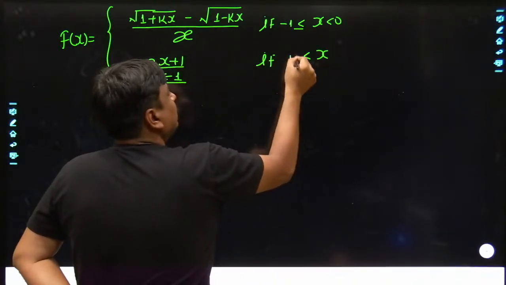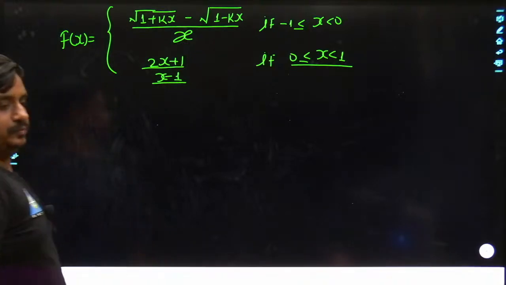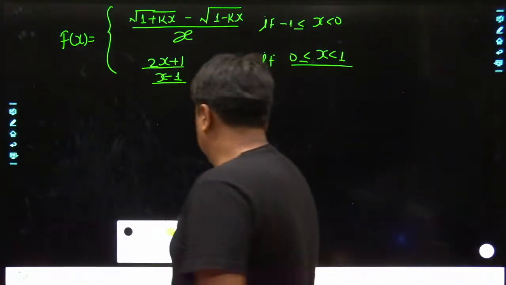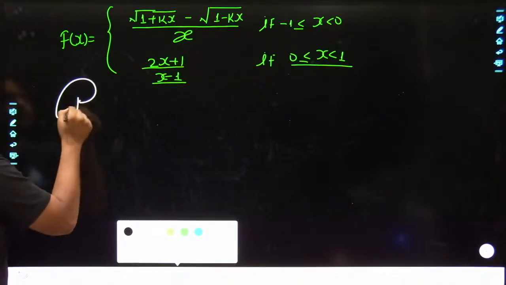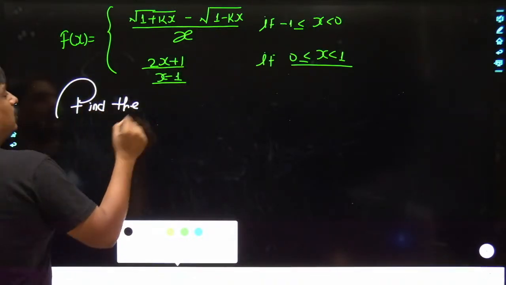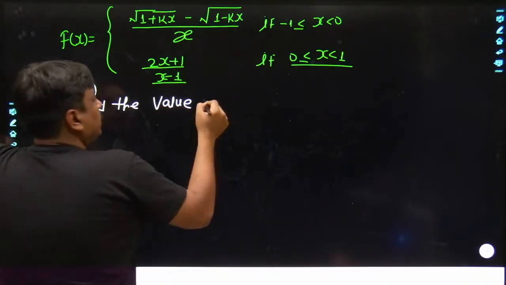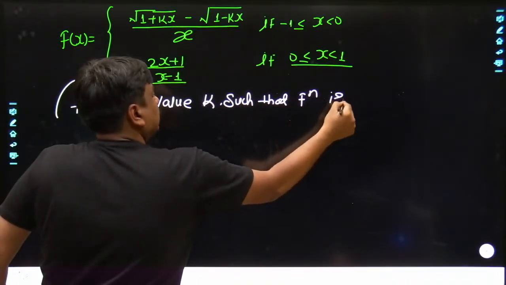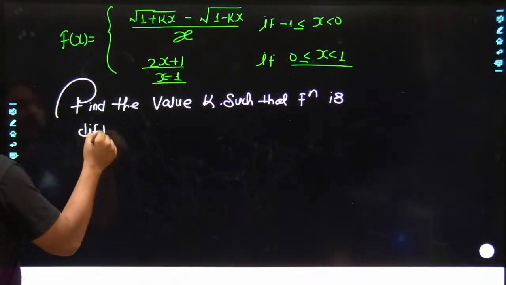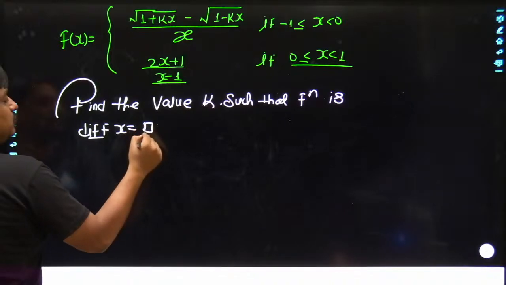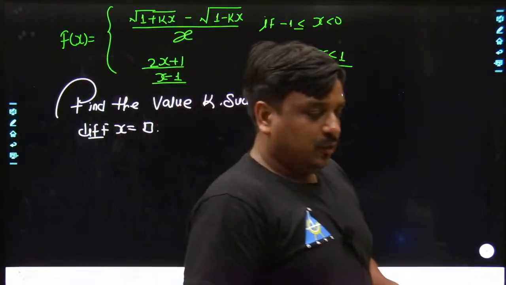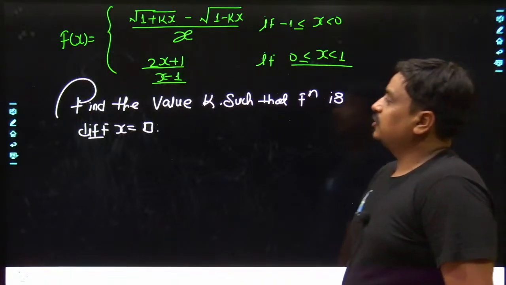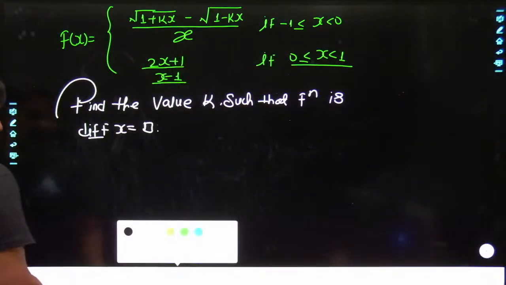If x is in between 0 to 1. Find the value of k such that the function is differentiable at x equals 0. I want the input from each one of you. Tell me what would be the best most answer for this given problem. This problem should not take more than 120 seconds.